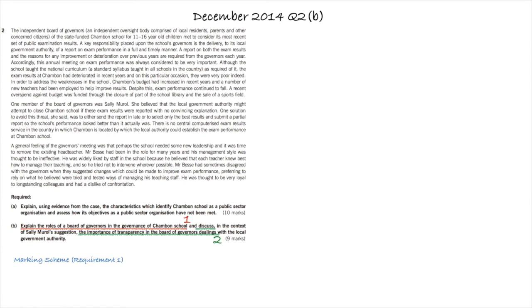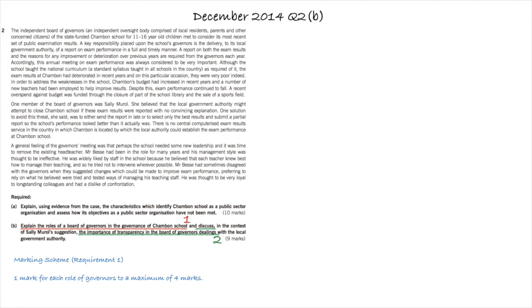So the marking scheme for what I've highlighted as requirement 1 of part B says that we will get 1 mark for each role of the governors to a maximum of 4 marks. So again, we'll talk about it in more detail in the next bit when we look at part 2 of this, but explain does not go as far as discuss. Discuss is a little bit of a higher level verb. You're going to need to do more in discussing than you do for explaining. So we'll talk about that in a bit more detail when we look at the second part of this requirement.